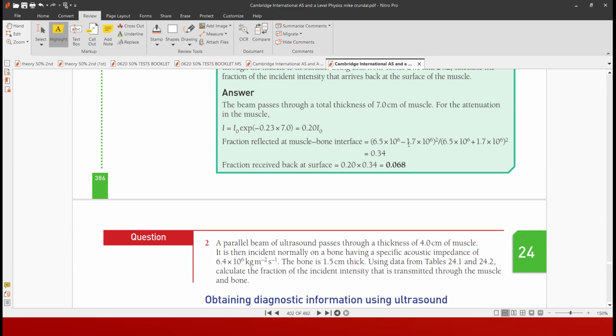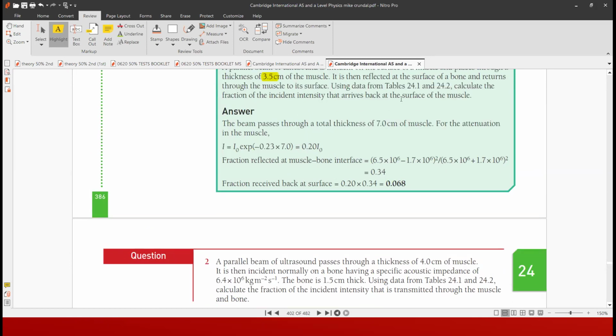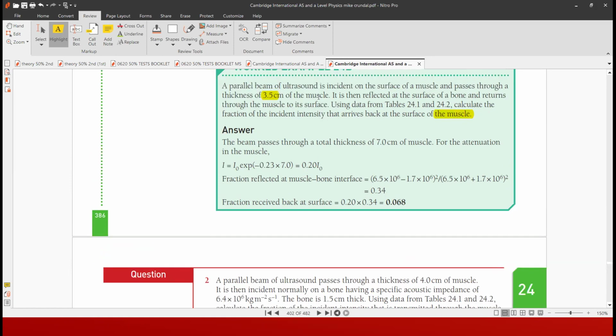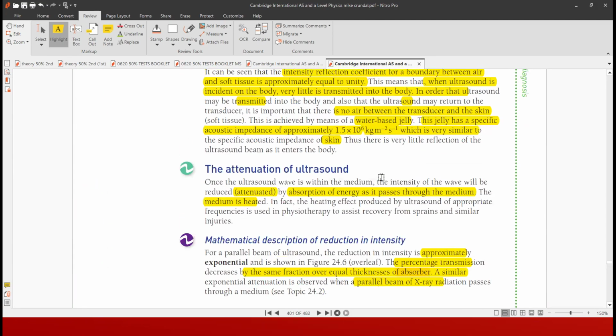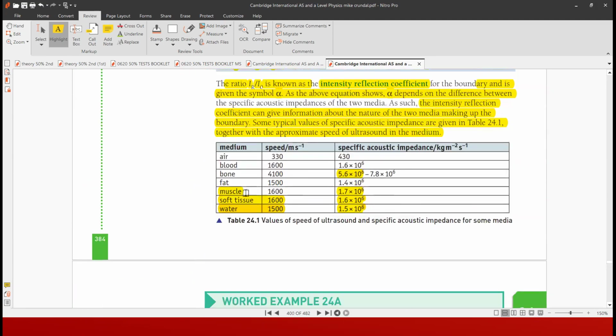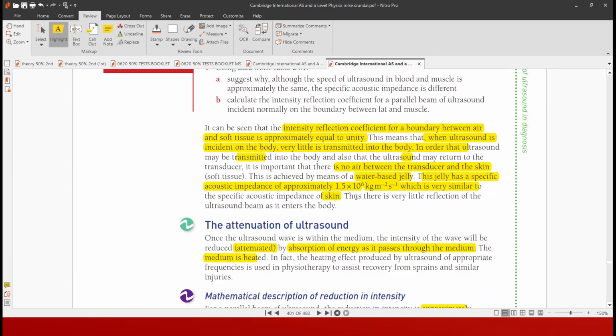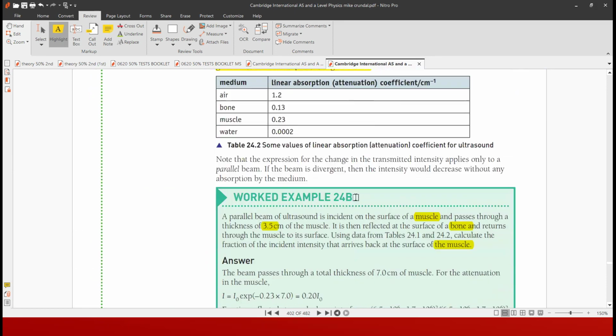वो किसके इक्वल होती है, (Z2 minus Z1) over (Z2 plus Z1) का स्क्वायर. उसने किसको बोला है, कैलकुलेट मसल एंड बोन. Is incident on the surface of the muscle and passes through a thickness of 3.5, is then reflected at the surface of the bone. Muscle and bone को उसने यूज किया. Let me take you to that table again. मसल की वैल्यू क्या है 1.7 एंड बोन की वैल्यू उसने हमें यहाँ पे दी हुई होगी, अगेन इस क्वेश्चन में दी होगी.